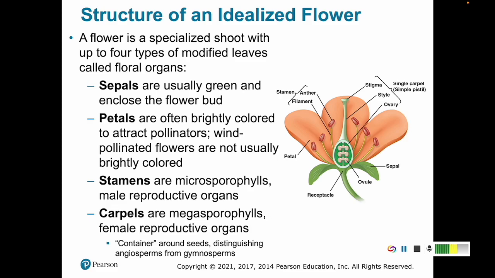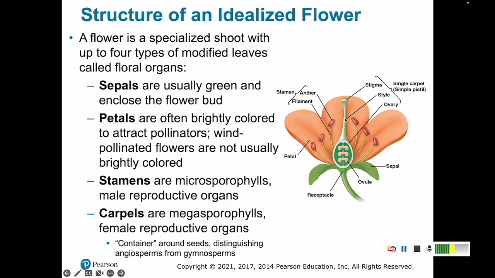Then moving in, we have stamens. These are stamens. You can see there's multiple stamens here. Stamens are microsporophylls, or the male reproductive organs, and they are composed of an anther and a filament. And then carpels are the megasporophylls. These are the female reproductive organs, and they have a stigma. I think of sticky stigma. A lot of times you'll see sticky stigma, because it is what sticks the pollen onto it. Then the style, which leads the pollen down to the ovary.